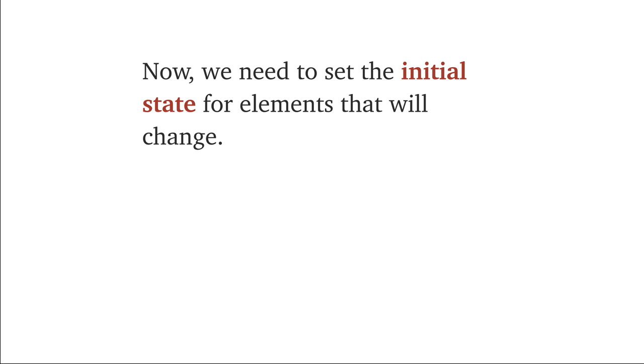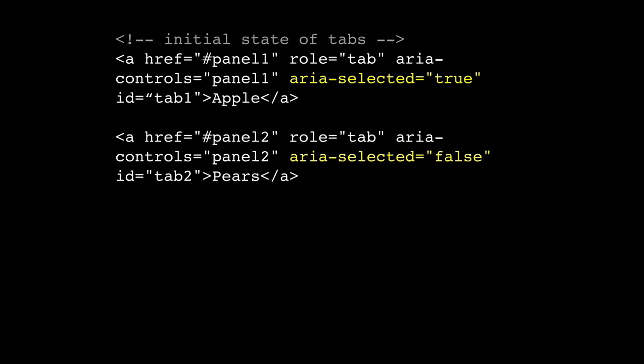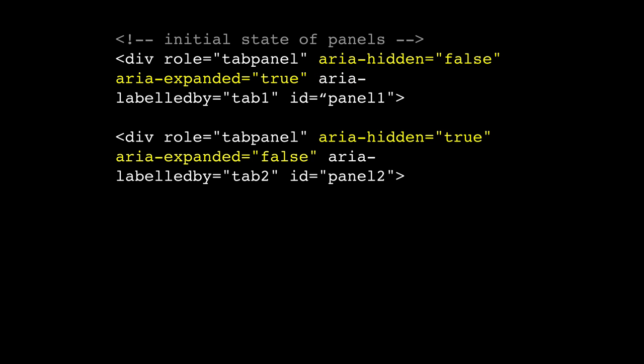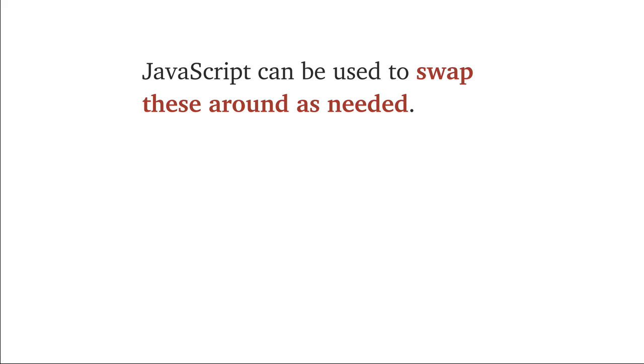And what about initial states? Well, now we need to set initial states for the elements that will change. For our A element, we can set aria-selected true for the one that's active, and for the ones that are inactive, we can set them to aria-selected false. For our div that's active, we can set them to aria-hidden false and aria-expanded true. For the other panels, which aren't active, we can set them to aria-hidden true and aria-expanded false. Now, in all these cases, we can use JavaScript to swap these around.